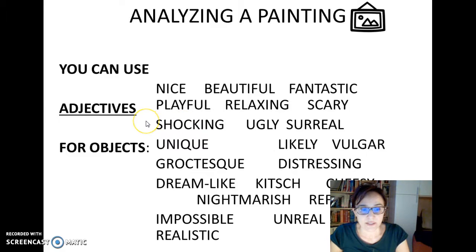You can use adjectives to talk about objects. For example, nice, beautiful, fantastic, playful, relaxing, scary, shocking, ugly, surreal, unique, likely, vulgar, grotesque, distressing, dreamlike, kitsch, cheesy, nightmarish, refined, impossible, unreal, new, realistic, and so on and so forth.